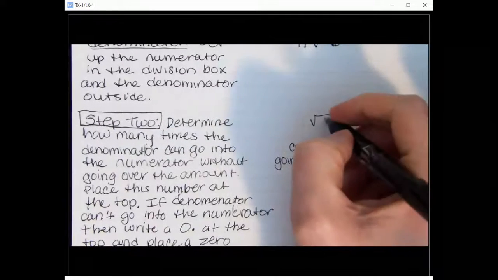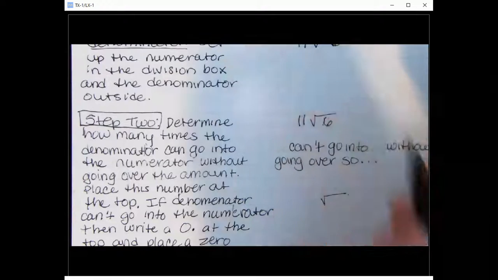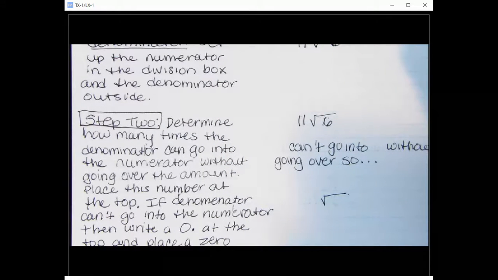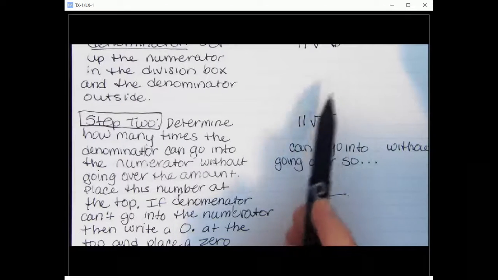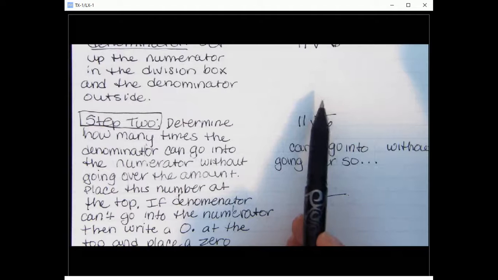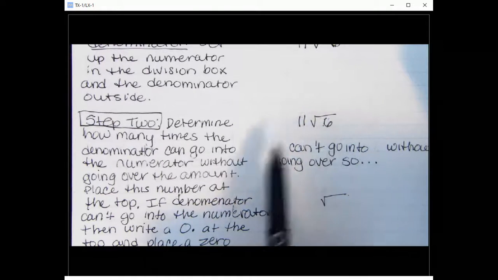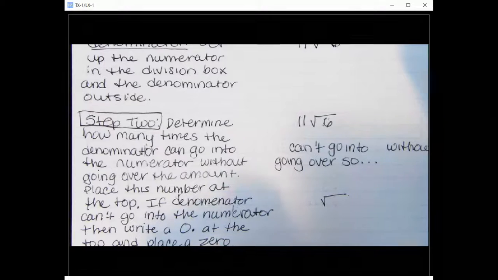Step 2. So we had our 6 and our 11. Step 2 is determine how many times the denominator can go into the numerator without going over the amount. Place this number at the top. What that just means is that if the number on the outside can go into the number on the inside, then you just divide the same way you usually would, put that number on top and continue from there. However, if the denominator can't go into the numerator, then write a 0 and a decimal at the top and place a 0 next to the numerator.